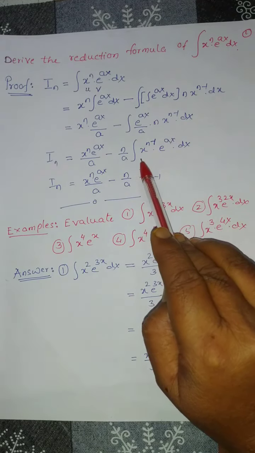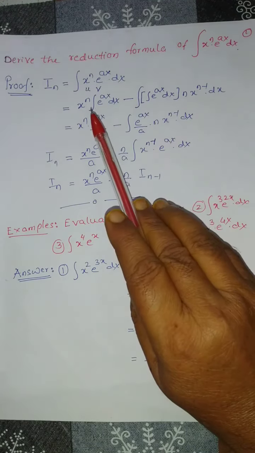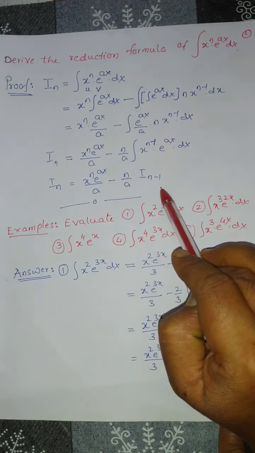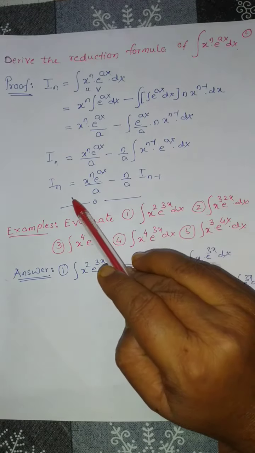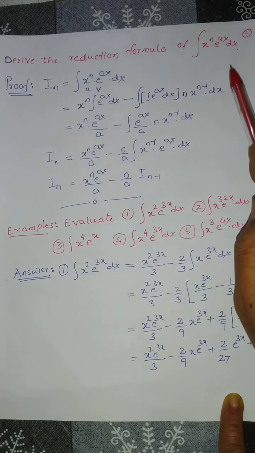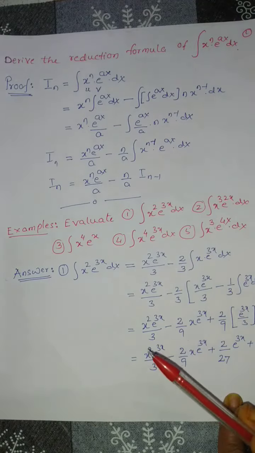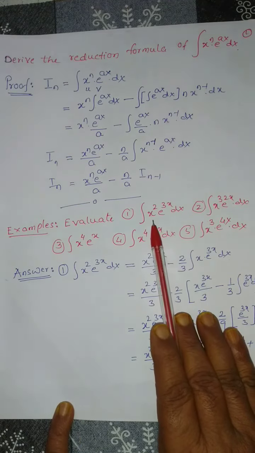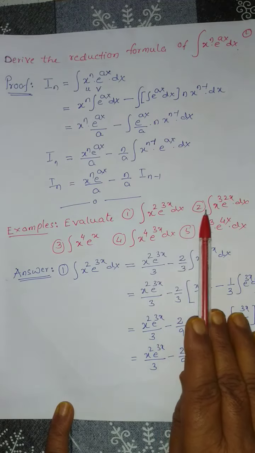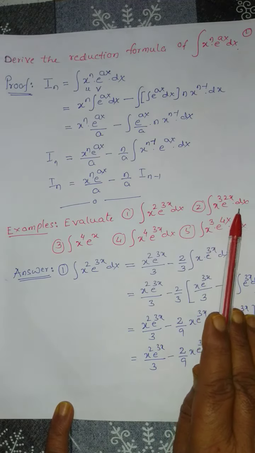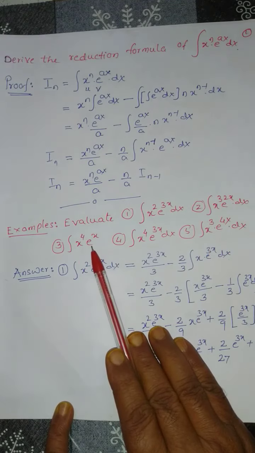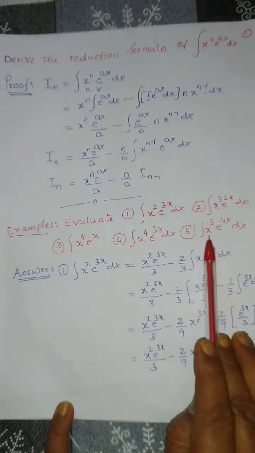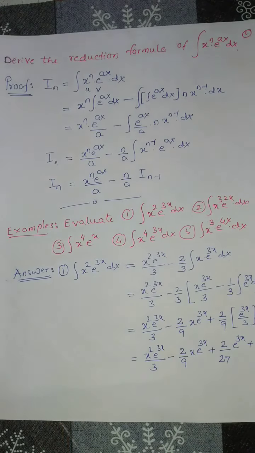So this is just I_(n minus 1), as I have taken I_n equal to x raised to n e raised to ax. So n is a variable, so I_(n minus 1). This is the reduction formula of x raised to n e raised to ax. So using this formula we would like to solve these examples: x square e raised to 3x dx, x cube e raised to 2x dx, x raised to 4 e raised to x, x raised to 4 e raised to 3x dx, x cube e raised to 4x dx.